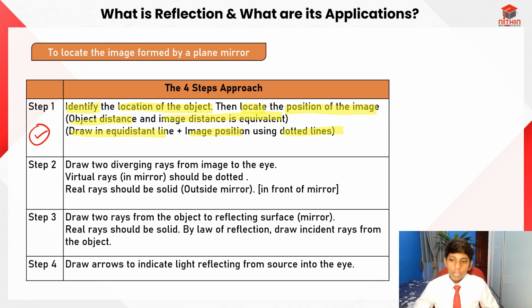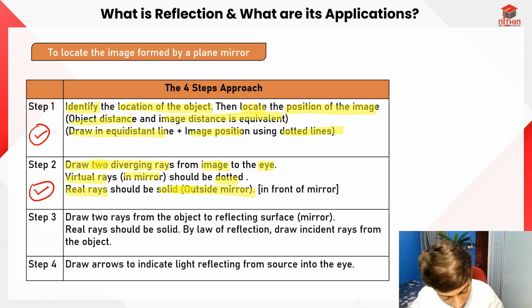Next, step 2. What we are going to do is draw 2 diverging rays from the image to the eye. Virtual rays in the mirror should be dotted, while real rays should be solid outside the mirror, basically in front of the mirror. I hope you understood that, and step 2 is complete.